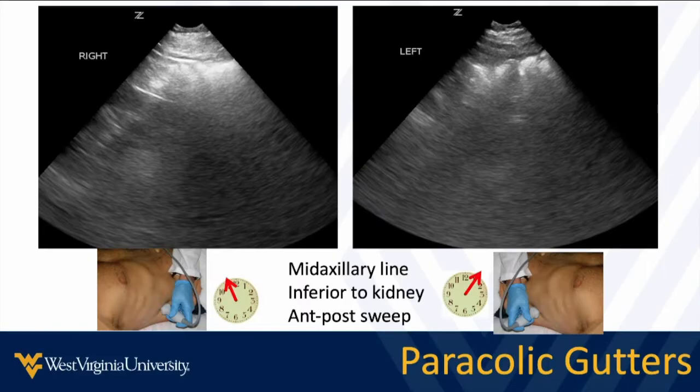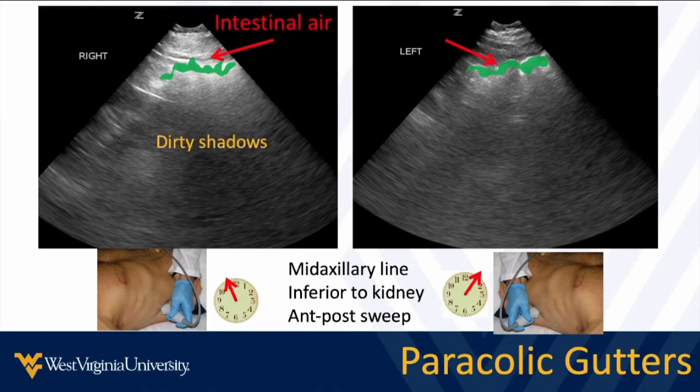So we're roughly in the mid-axillary line. We come down inferior to the kidney and fan the transducer anterior and posterior to identify these landmarks. So there's the bright white outline of what the intestine looks like. That lets us know we're in the right space and we're looking for the right things. What we see deep, the intestinal air, remember air scatters the ultrasound, so we just see a lot of blurring out and dirty shadows. We can't really see much of anything. So that's what paracolic gutters look like when they're normal.